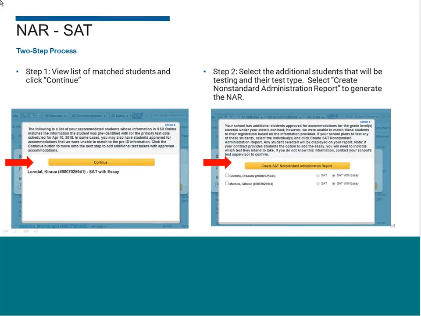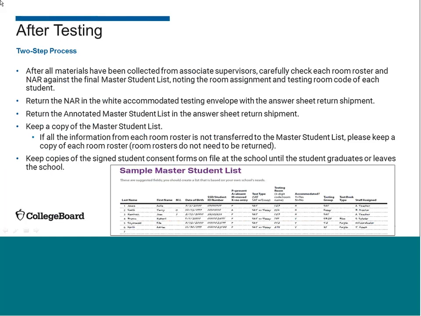That way they can add any students that should be on the NAR because they will be testing. And what they'll see here is the list of any students that have the approval already in SSE Online. When testing is complete, the materials need to be collected from your associate supervisors, nothing new or unusual there.